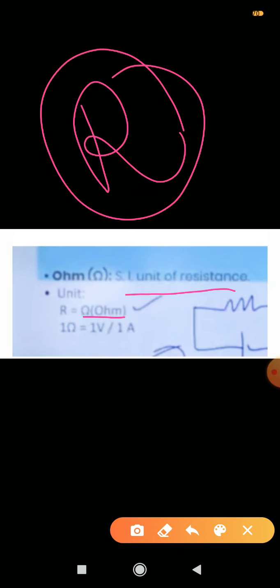We know the resistance, but what is resistivity? In a material, for example in silver, its resistivity is different; in copper, in iron, in alloys, they all have different resistivity. That is called resistivity. And the SI unit of resistivity is ohm meter. Resistance is denoted like this, and resistivity is denoted like ohm meter.